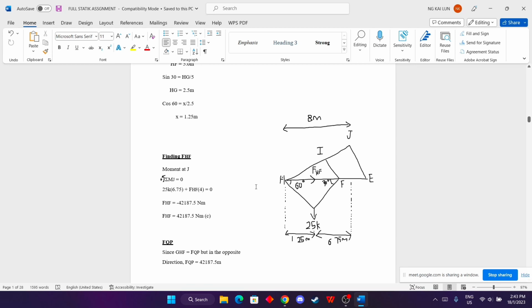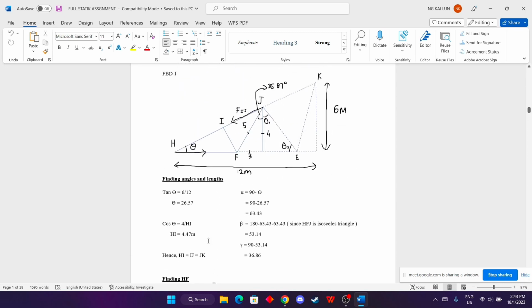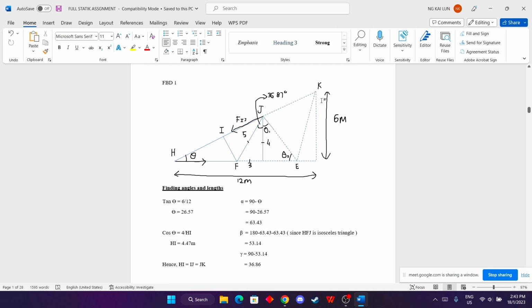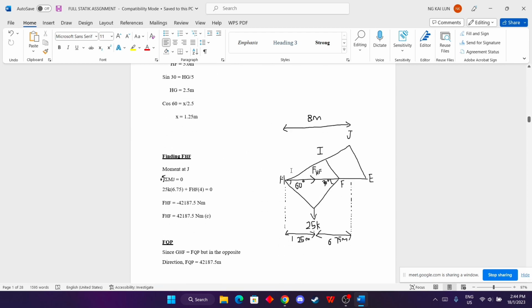Sorry, wait. We cut. So for finding the force in HF, we take the moment at J. Here we have 25 kilonewton times 6.75, which is the length from HJ. The moment is taken from here. So the force HF is multiplied by HJ.